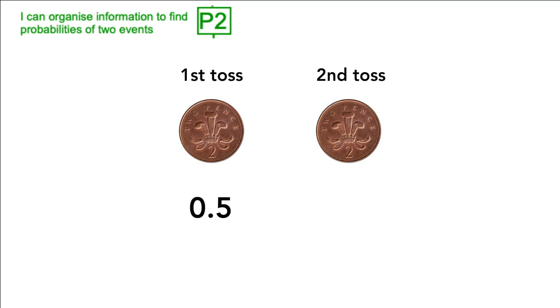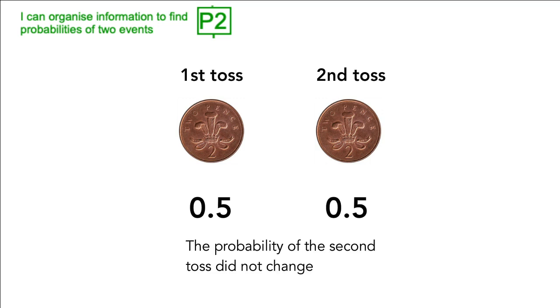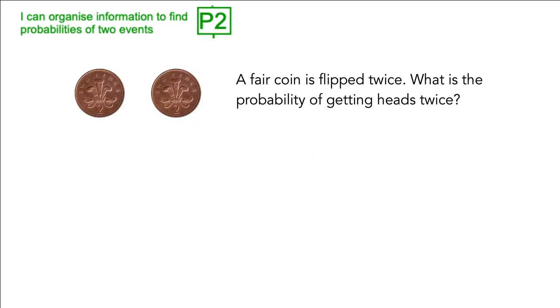If I flip the coin again, what is the probability of getting heads on the second toss? It is still 0.5. The probability did not change for getting a heads. What if we got a question like this? A fair coin is flipped twice. What is the probability of getting heads twice?